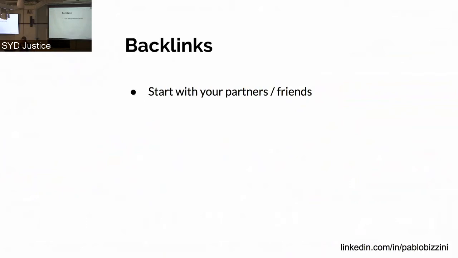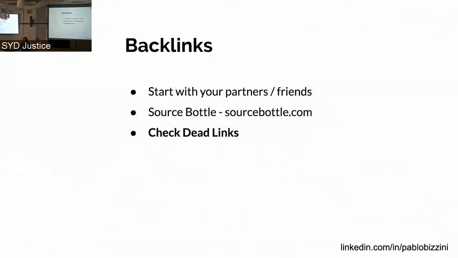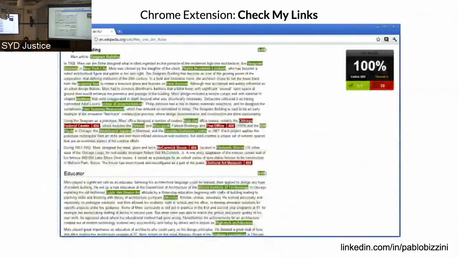If you don't have friends or partners, you can go to sourcebottle.com. It's an Australian website that gathers journalists and bloggers who are looking for people to write for them. So you can be their source and get your backlinks from there. Otherwise, check dead links. You can go to Google, and there is an advanced search. You can search for specific websites like .edu or .org, and then you use this thing called Check My Links, which is a Chrome extension that's going to tell you which links are working or which link is going to a 404 page. With this, you'll be able to find multiple websites that have dead links.